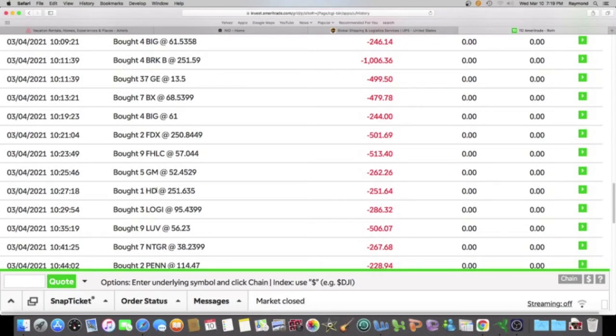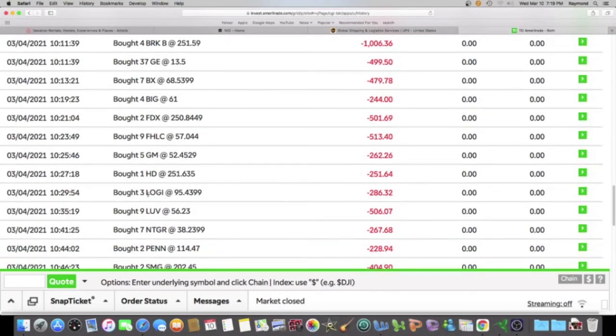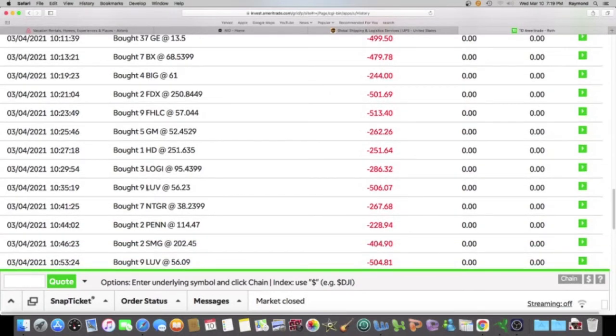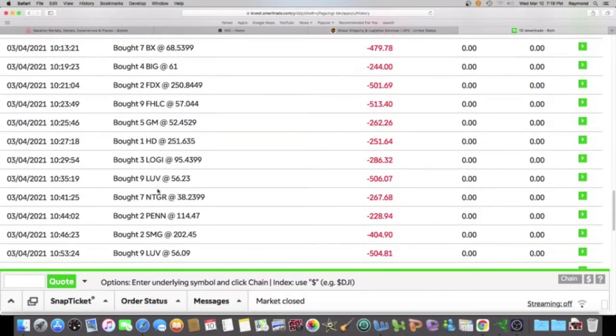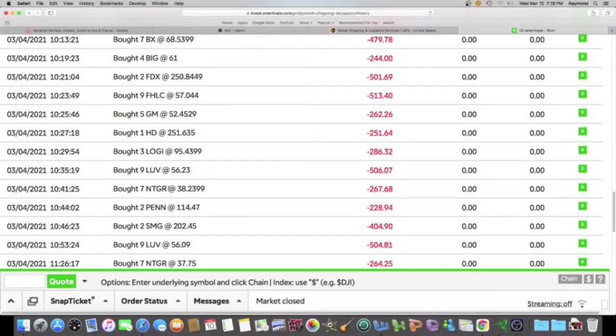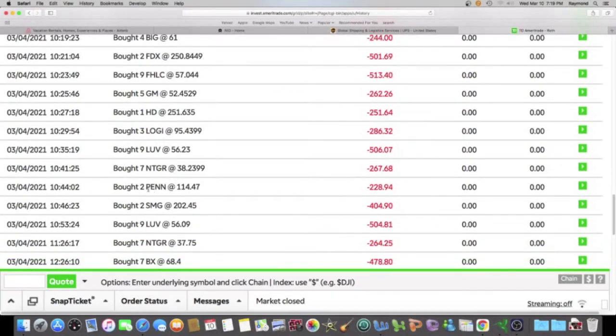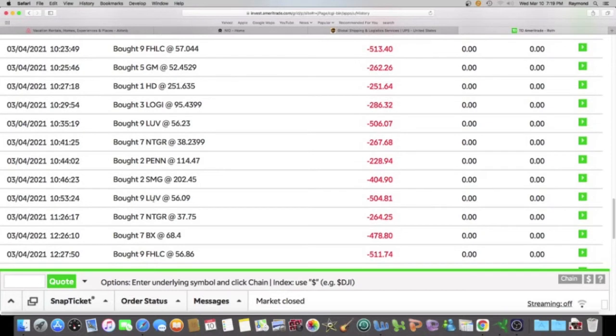I added more HD, Home Depot. I added more LOGI, this is Logitech. I added more LUV, this is Southwest Airlines. More NTGR, this is Netgear. I added more ticker PENN, this is Penn National Gaming. I added more ticker SMG, this is Scott's Miracle-Gro. As you can see, I bought more Southwest Airlines.